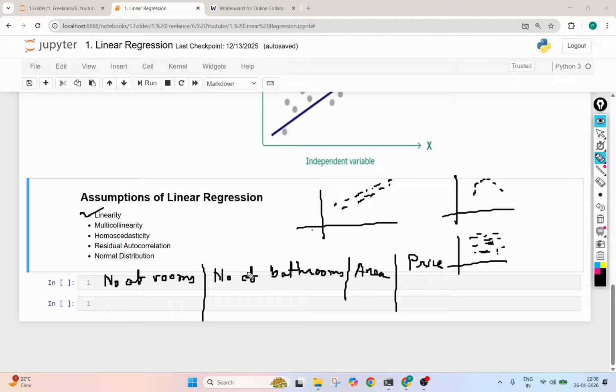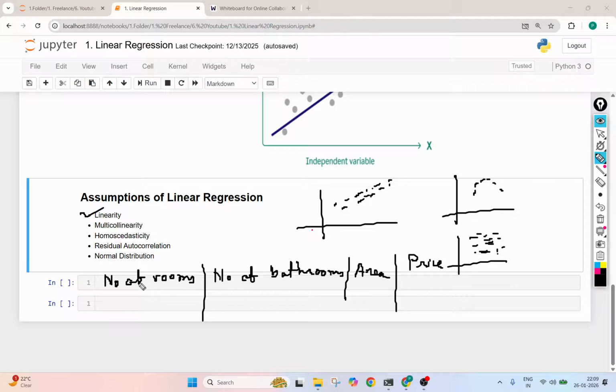What does multicollinearity say? One feature should not affect the other feature. That is, number of rooms, if increased, should not affect the increment of number of bathrooms. If that happens, then there exists some sort of multicollinearity, and that would degrade the model. In simple words, we cannot use linear regression then. Multicollinearity in general is something that we should avoid.